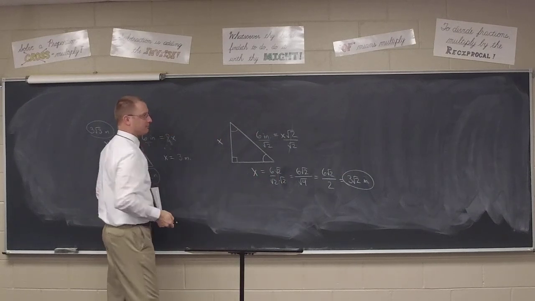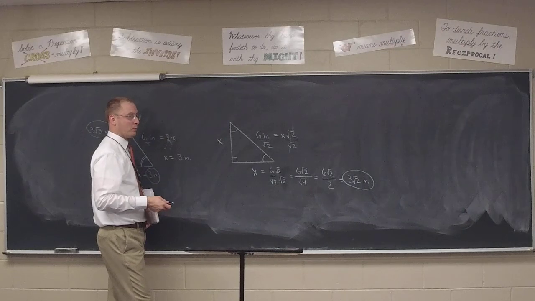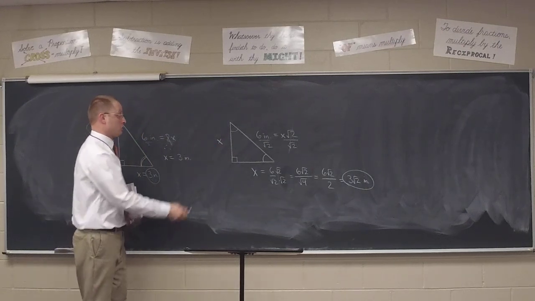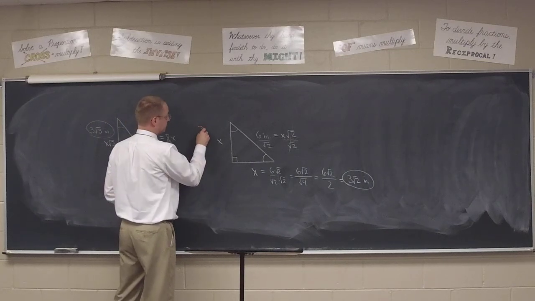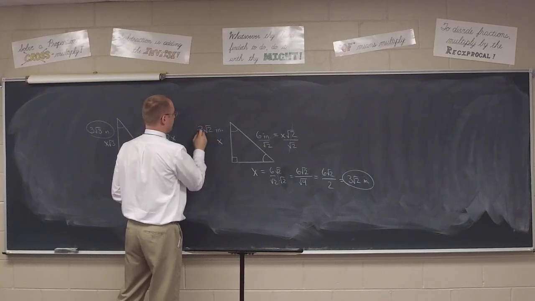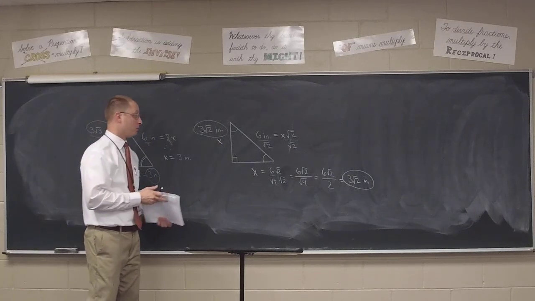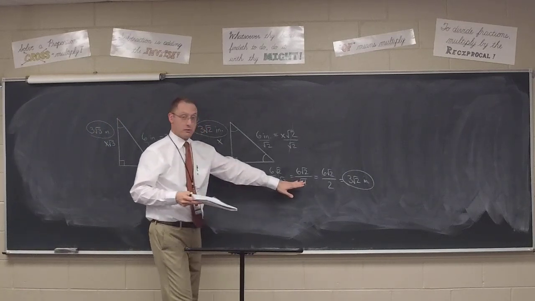Okay, I've gotten one side. How do I get this side? Well, it's x. X is 3 times the square root of 2 inches. So what is this? Yep, 3 times the square root of 2 inches. And there's our answer. Pretty straightforward there, once we go through the trouble of getting this.